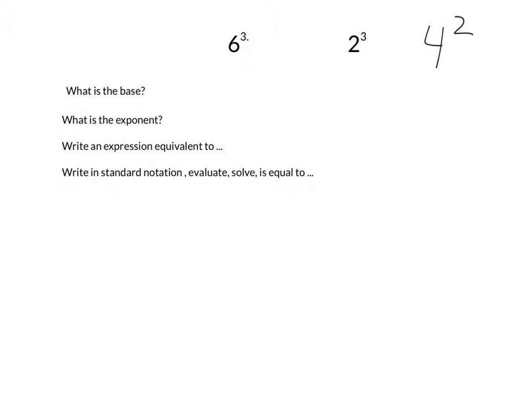So in each of these, what is the base? Well, in 6 to the third power, the 6 is the base. In 2 to the third power, or 2 cubed, 2 would be the base. And in 4 squared, 4 would be the base. That's the number you're going to multiply over and over.